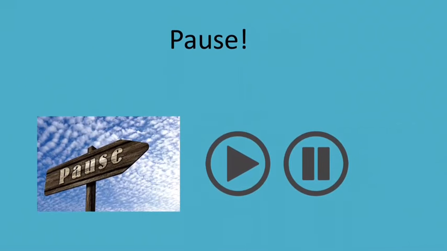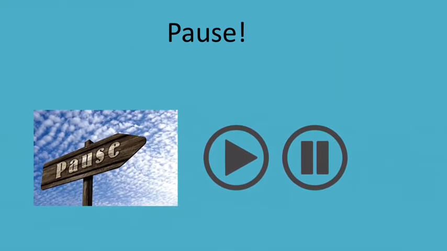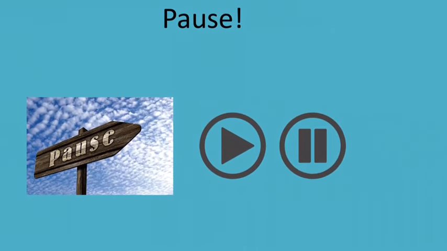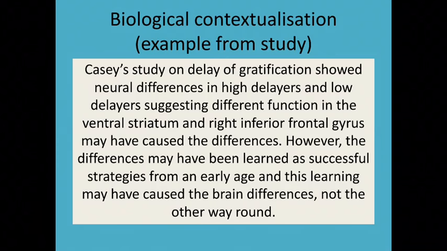But before you hear my answer, why don't you have a little think about how Sperry or Casey might really have oversimplified the areas that they were trying to explain. Casey, his study on delayed gratification showed neural differences in high delayers and low delayers, suggesting that different functions in the ventral striatum and right inferior frontal gyrus may have caused the differences. However, the differences may have been learned as successful strategies from an early age. Bear in mind that the original high-low gratification task, the cookie task, took place when they were 4. So there's been quite a lot of environmental influence in that time that he doesn't really consider.